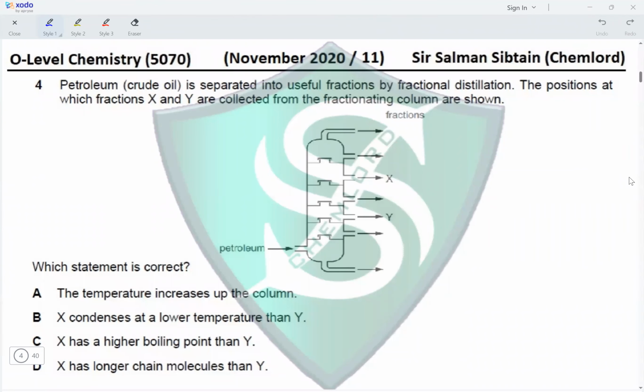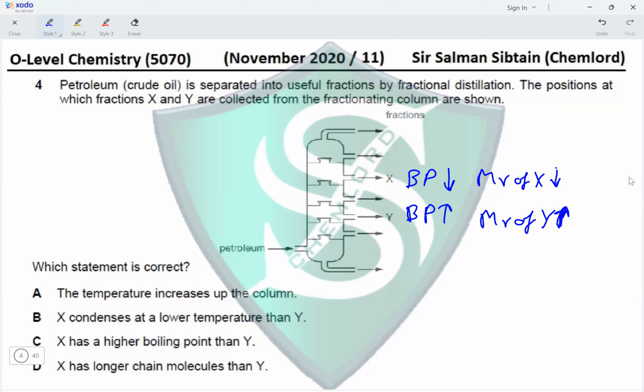Question 4. Petroleum crude oil is separated into useful fractions by fractional distillation. The positions at which the fractions X and Y are collected from the fractionating column are shown. Okay, X is collected above and Y below. That means the boiling point of X is low, the boiling point of Y is high. And also the MR of X would be low and the MR of Y would be high. These are the bases on which the fractionating column has been set up. So this is the information we can predict by looking at the positions of X and Y.